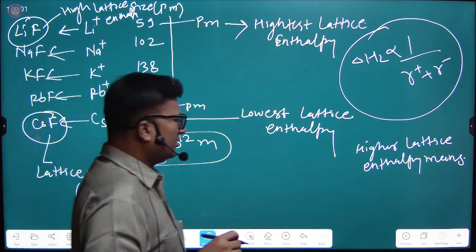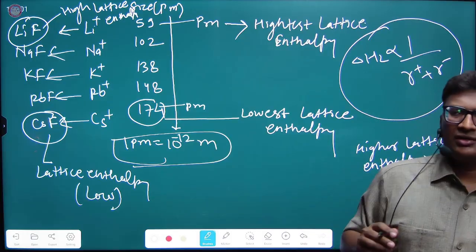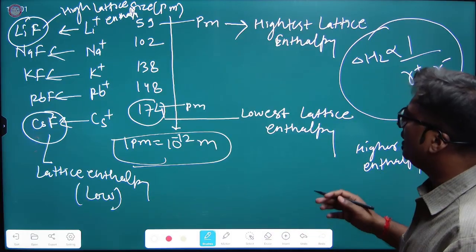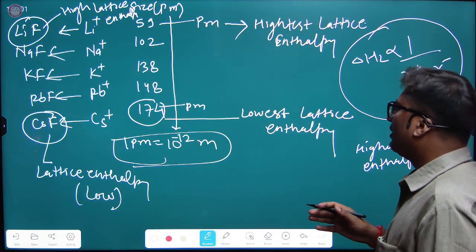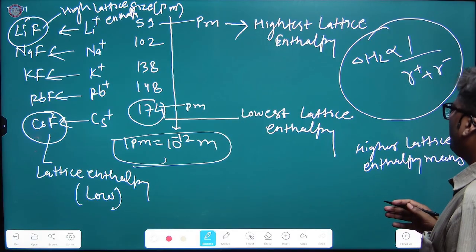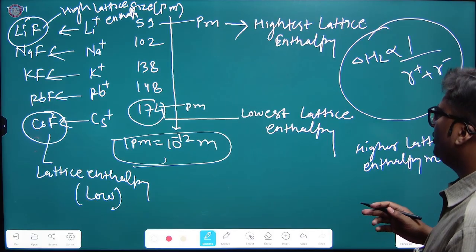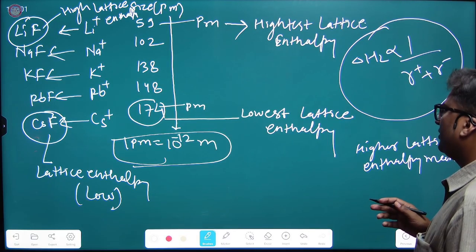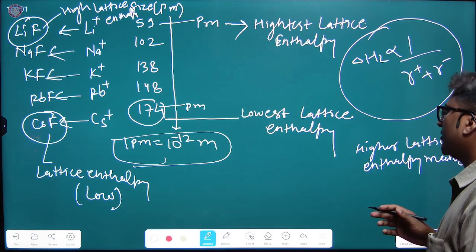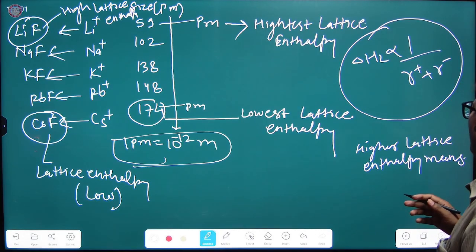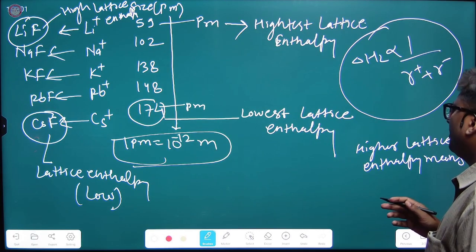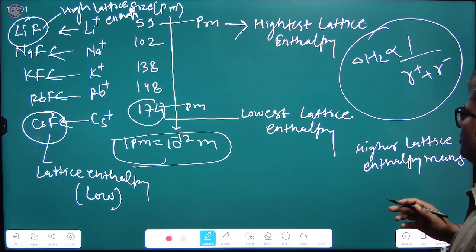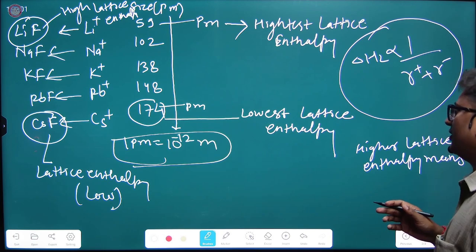In this way we can think that lattice enthalpy is a very important topic in ionic solids. It gives us an idea about the stability of ionic compounds, which will be discussed in the next video.